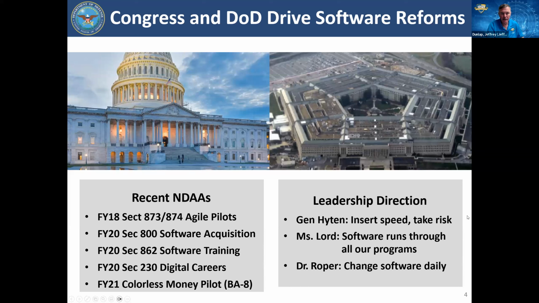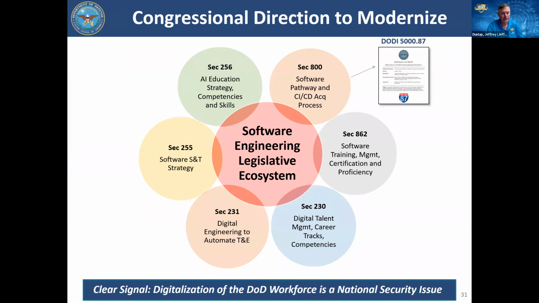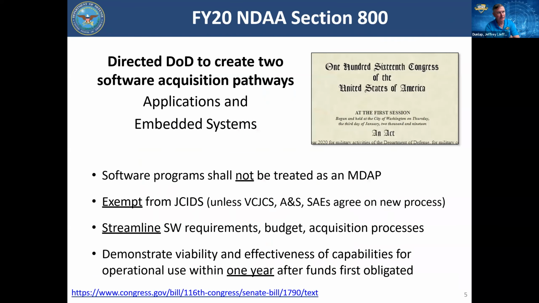A lot of leadership saying we need to change, Congress saying we need to change, and everybody's pushing in the right direction. Here are the directions to modernize, which basically informed DoD Instruction 5000.87. So a clear signal from the leadership, from the government, saying to DoD, the workforce is important, and we need to train them and make sure they have the tools they need and the processes are lined up so that we're able to deliver software. It's a national security issue. Digitalization.